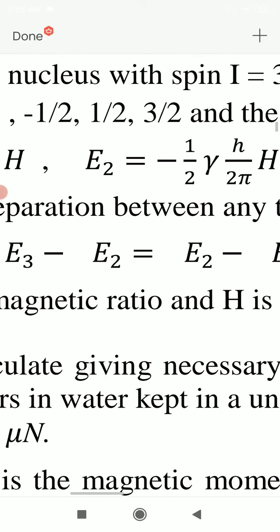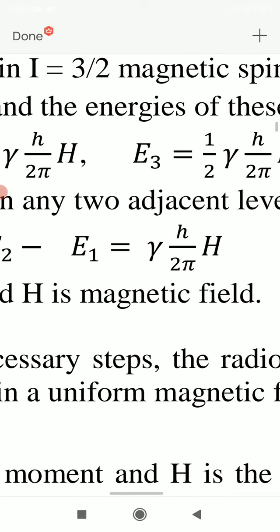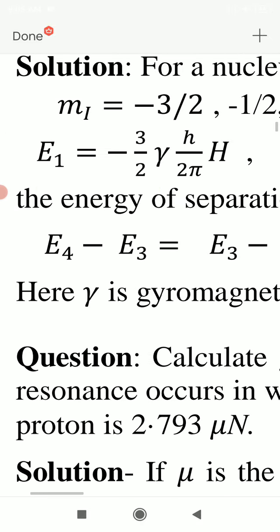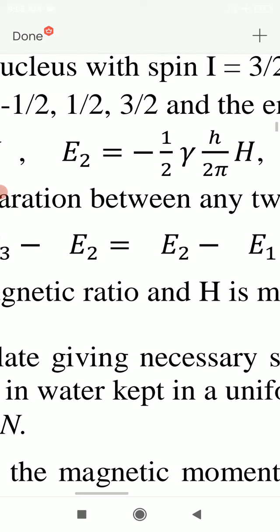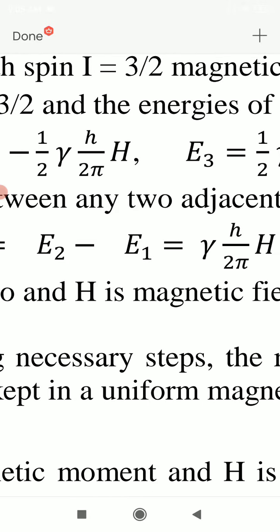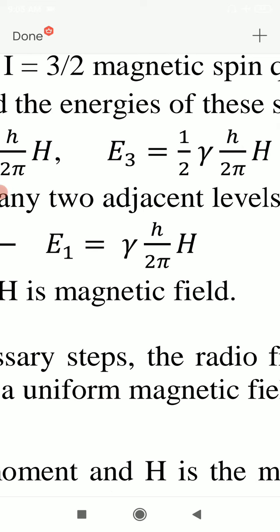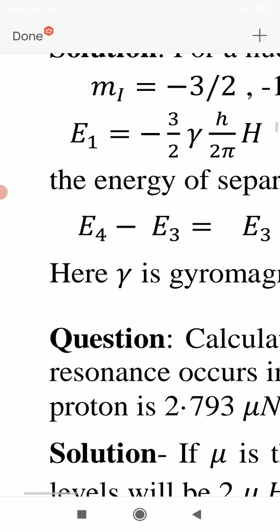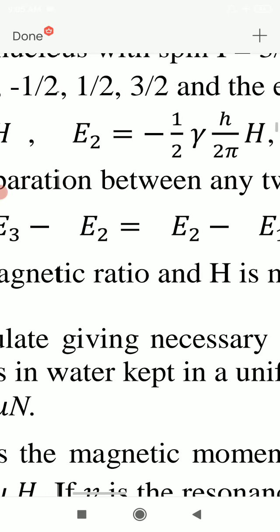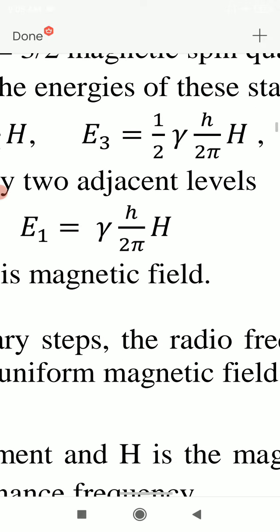The energy of separation between any two adjacent levels: E4 minus E3 is equal to E3 minus E2, is equal to E2 minus E1. If we subtract energy of two adjacent levels, we find this difference equal to γh upon 2π into capital H. Here γ is gyromagnetic ratio and H is the magnetic field.